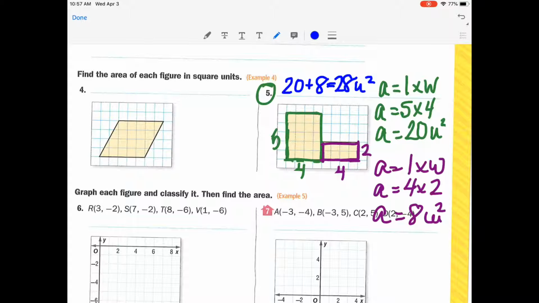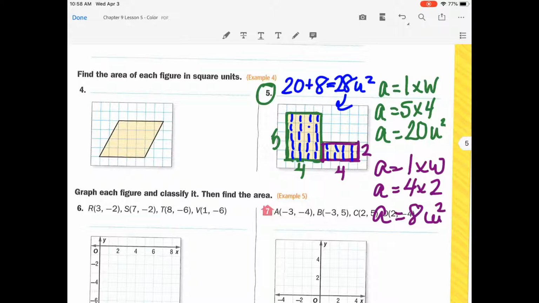Now let's check it, because this part is actually really cool, because you're like, well, Mrs. Horner, that's awesome. Who cares? Let's see if it actually makes 28 units. 1, 2, 3, 4, 5, 6, 7, 8, 9, 10, 11, 12, 13, 14, 15, 16, 17, 18, 19, 20, 21, 22, 23, 24, 25, 26, 27, 28. Okay? It's crazy how it all works out.